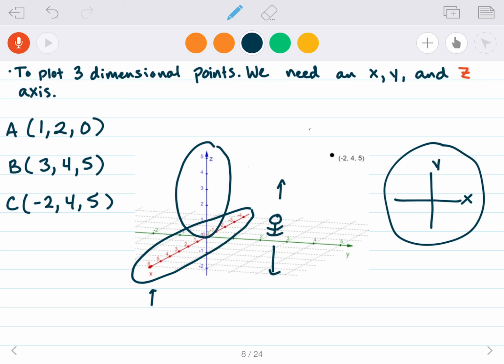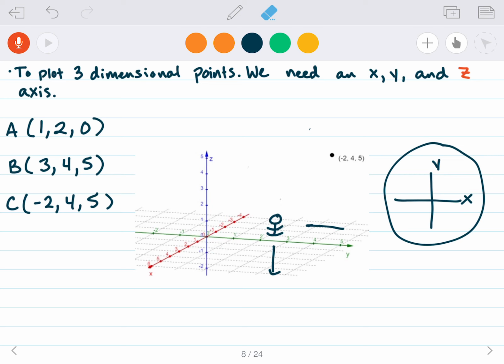You look to the right, and down, and that's your positive y-axis, and to the left is your negative y-axis. So the red one is x, coming out of the page is your positive x, receding into the distance is your negative x.